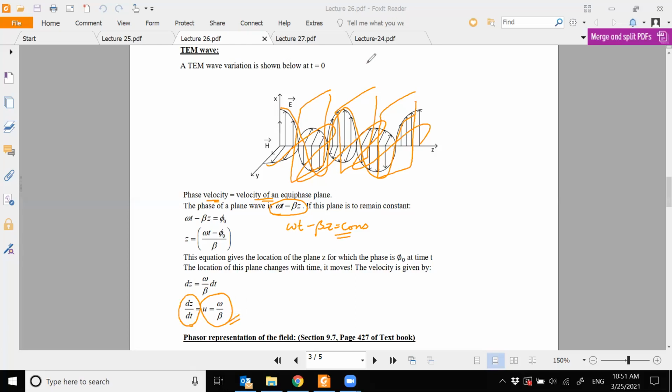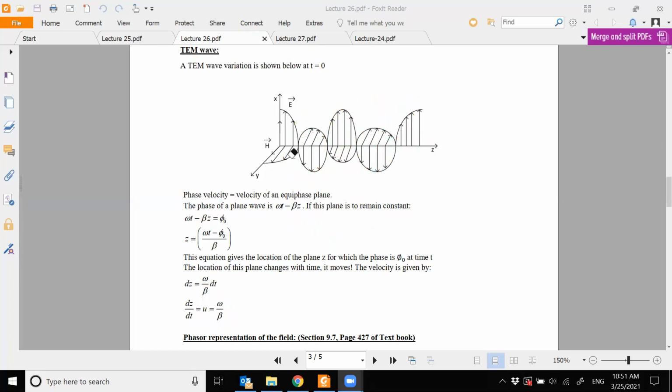Okay, so I think we will stop here. In the next class, we will take phasors, and then we will go to our next part, which is the lossy electromagnetic waves. Okay.